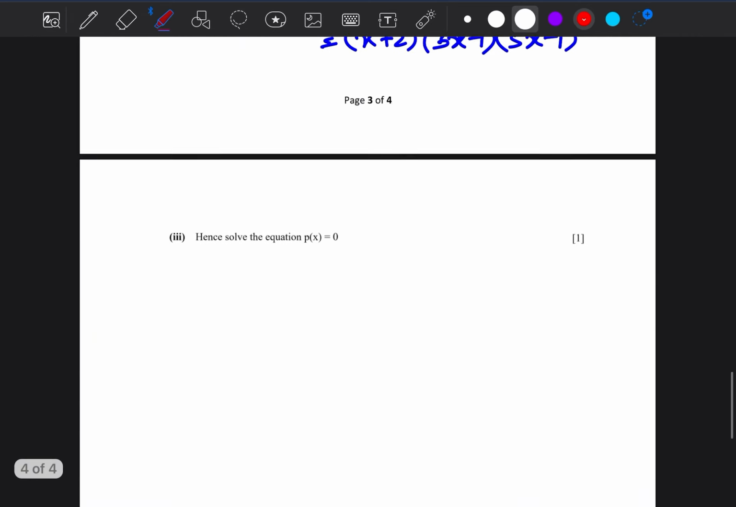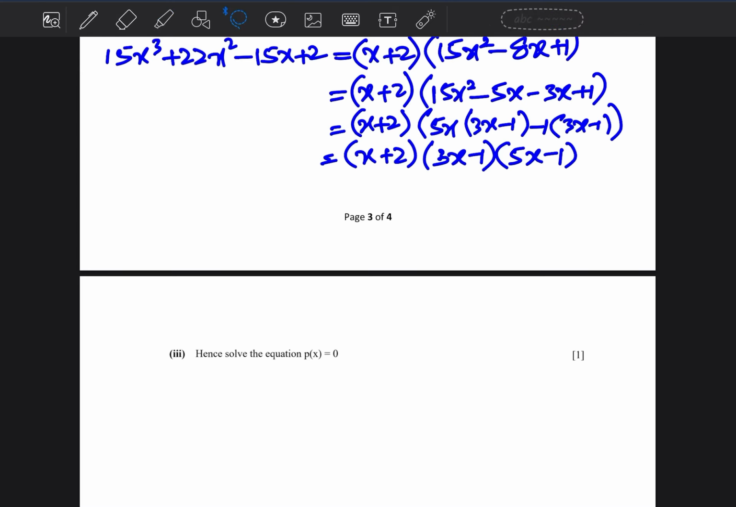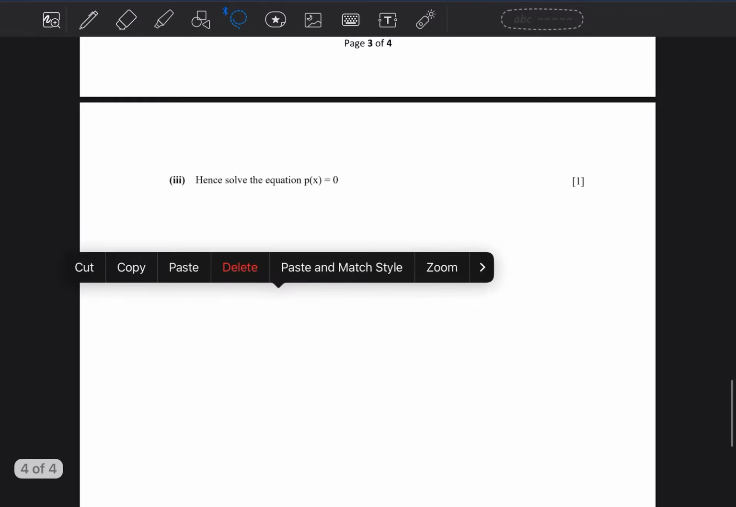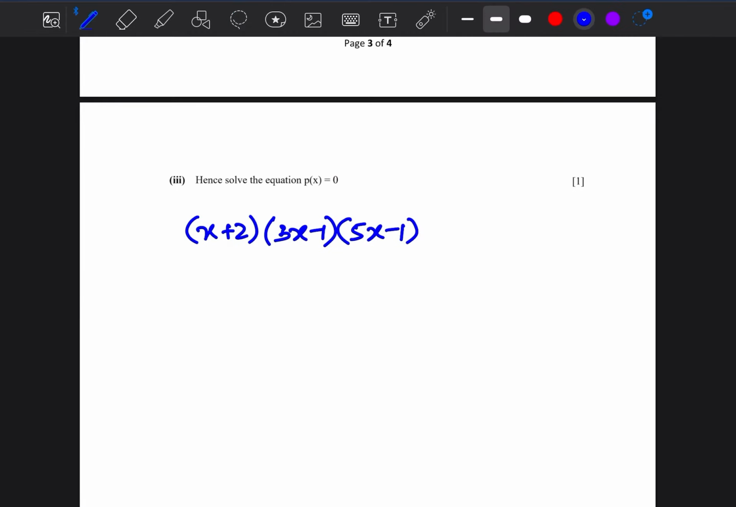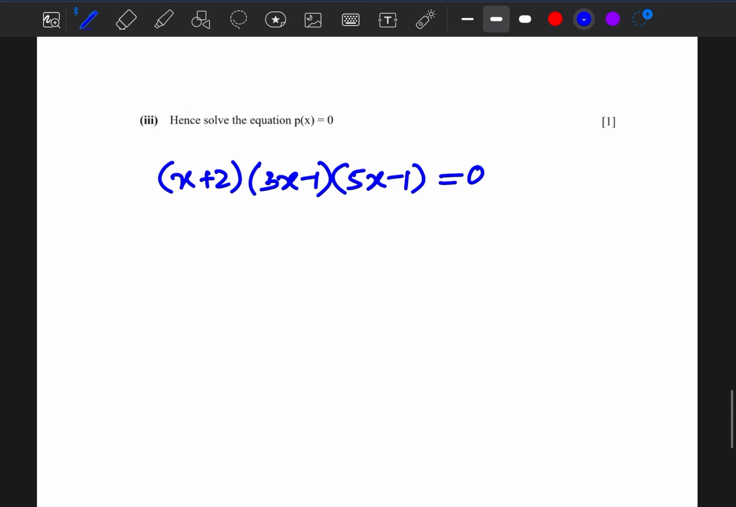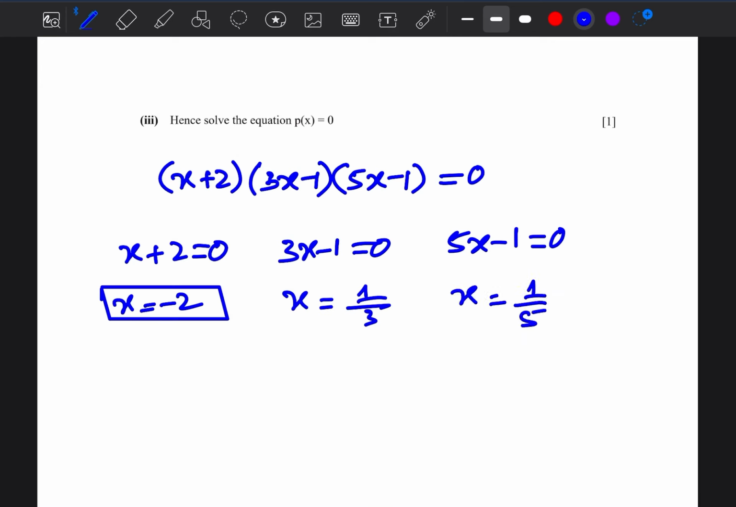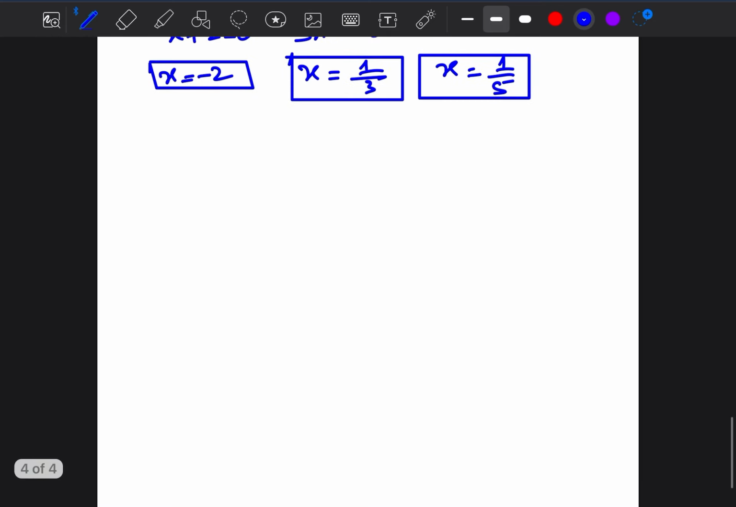Now, in the next part, they are saying, hence solve P(x) equal to 0. So I've got this P(x) in factorized form now. I'm going to put this factorized P(x) equal to 0 here. Since all the brackets are multiplying and equal to 0, I'm going to separate them. x plus 2 equal to 0. 3x minus 1 equal to 0. 5x minus 1 equal to 0. And I'm going to get the value of x equal to minus 2 here. I'm going to get x equal to 1 by 3, x equal to 1 by 5 from here. This is going to be your final answer. And this is the end of the worksheet.